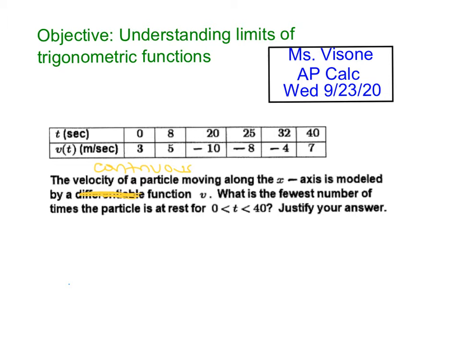So if you think about it like this, at 0, we're at 3. And then at 8 seconds, we're up to 5. And this is velocity. And then we go down to negative 10, up to negative 8, up to negative 4, and then up to 7. So how many times does this hit 0? Twice. So the answer is just 2.